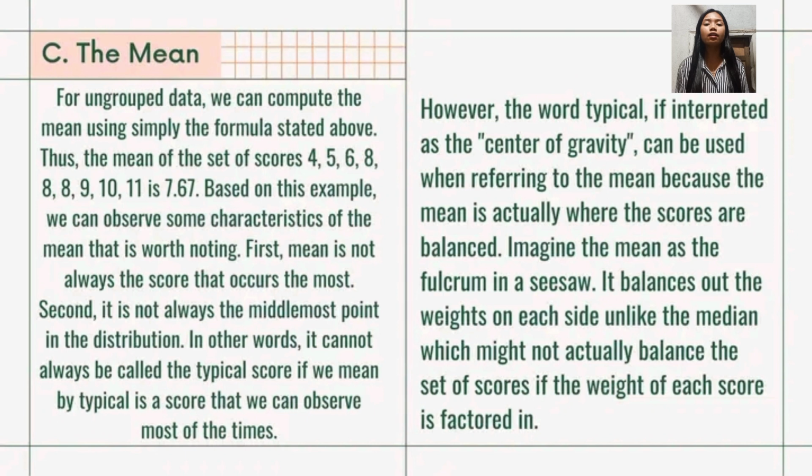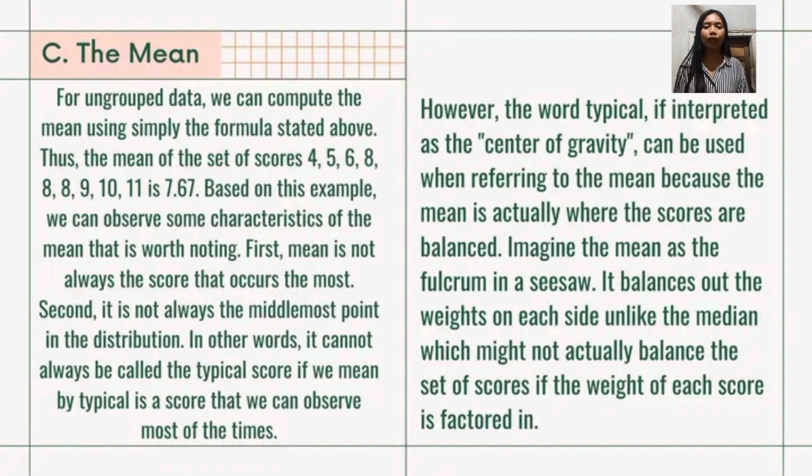For ungrouped data, we can compute the mean using simply the formula stated above. Thus, the mean of the set of scores 4, 5, 6, 8, 8, 9, 10, 11 is 7.67. Based on this example, we can observe some characteristics of the mean that are worth noting. First, the mean is not always the score that occurs the most. Second, it is not always the middlemost point in the distribution. In other words, it cannot always be called the typical score if by typical we mean a score that we can observe most of the time.